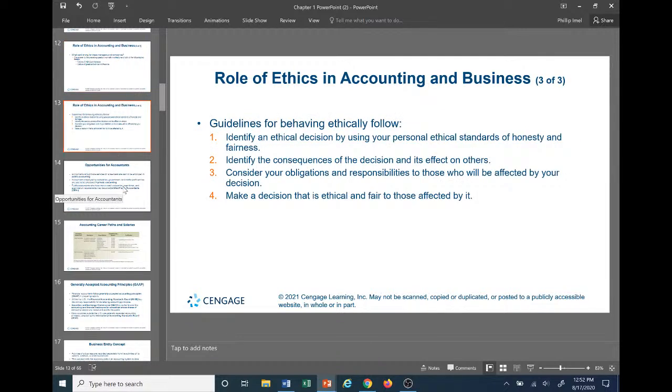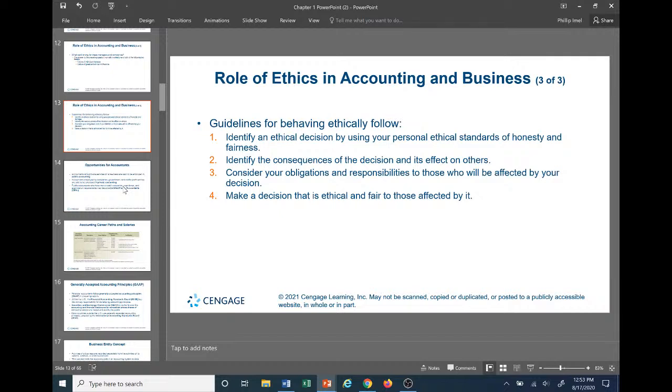So what are the guidelines for behaving ethically? First of all, identify an ethical decision by using your personal ethical standards of honesty and fairness. Obviously, at this point in time, we can always identify when we're at a crossroads in a dilemma and what type of ethical decision has to be made. Whether there's either a right one or a wrong one, or it could even be the case where you're indifferent and you really don't know which way you should go. If that's the case, then you should seek professional advice from someone who would know.